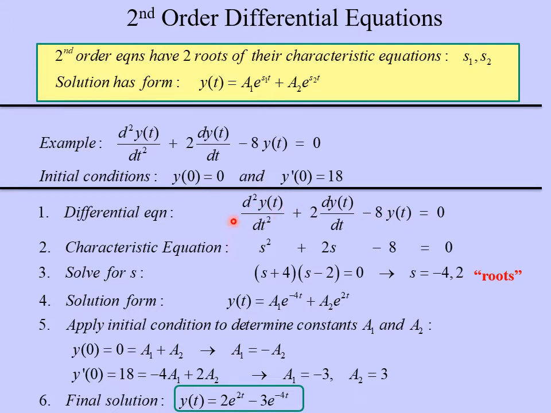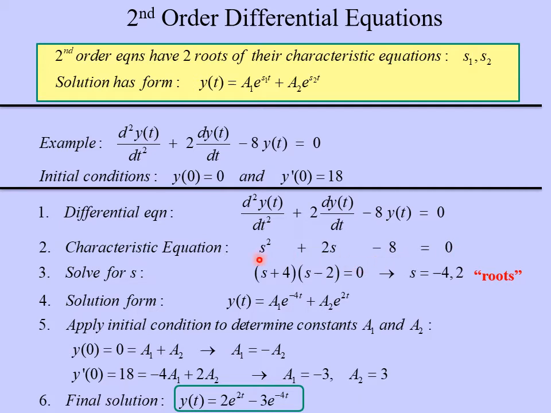So look at how easy this is. This second derivative just gives me an s squared. This is 2 times the first derivative. That gives me a 2s. And then we have minus 8y. That just gives me minus 8. And of course, that's equal to 0. So this is the characteristic equation, s squared plus 2s minus 8 equals 0.